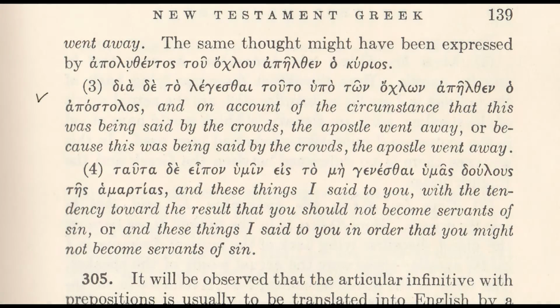Let's take a look at the third of these. We have dia de to legesthai touto hypo tou ochlou apelthein ho apostolos. So what do we have? Well, we have dia. Dia, we know, is a preposition, and it can take the genitive or the accusative. So I look and see here, oh, it's the accusative. This could have been tou, and then it would be the meaning through thee.